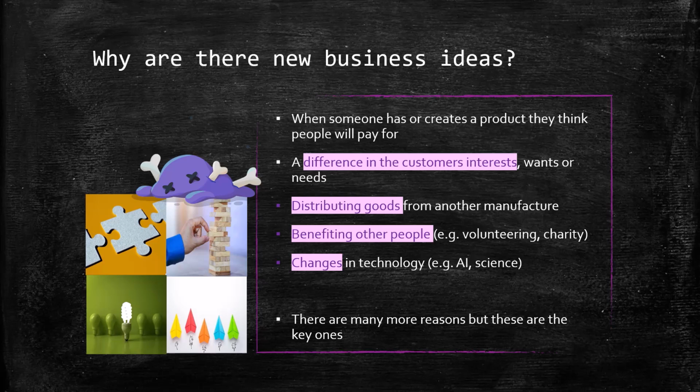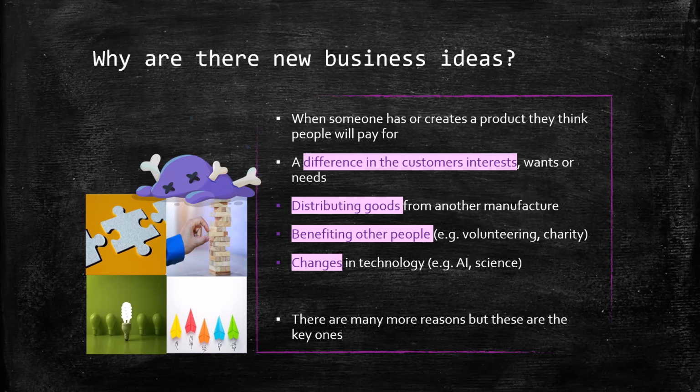Why don't we just stick with the old ones? Well, a new business idea could happen because someone creates a product they think people will pay for. For example, we said before, if you have a product which you think is better in quality or price. Or a difference in the customer's interests, wants, or needs. If everyone started to really care about fashion, then it might be a good time to start a fashion business.